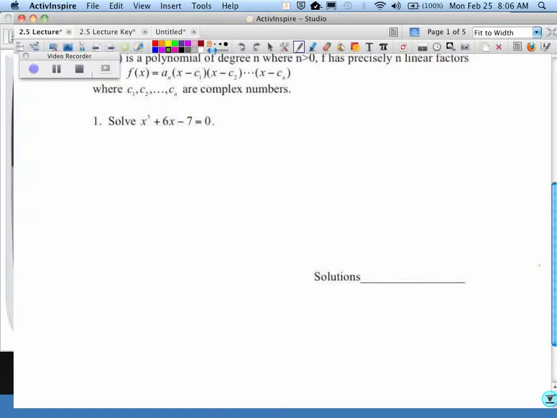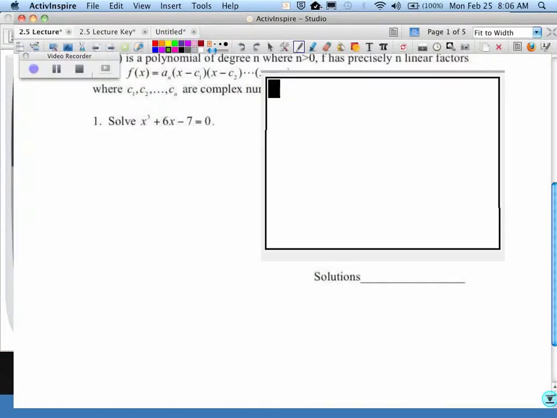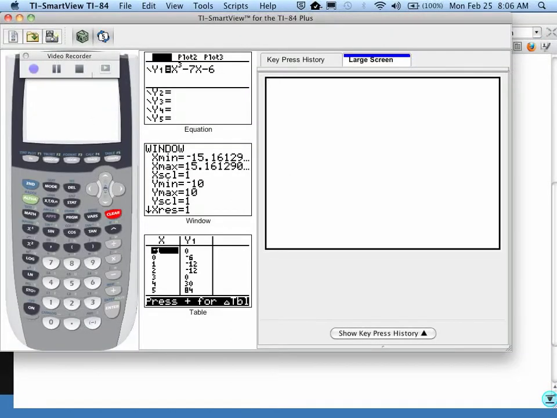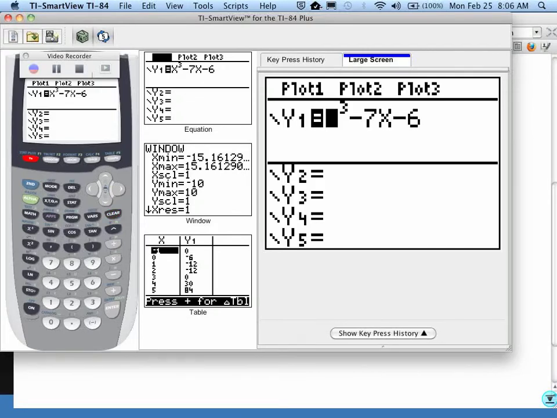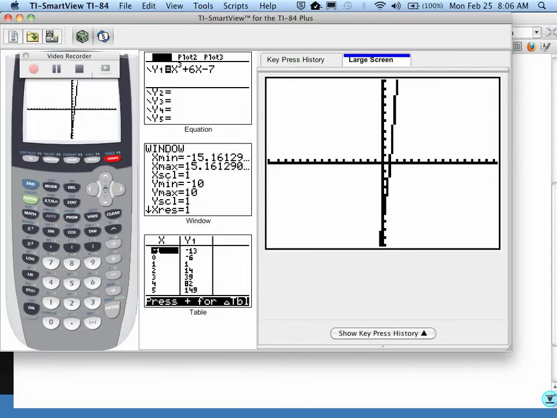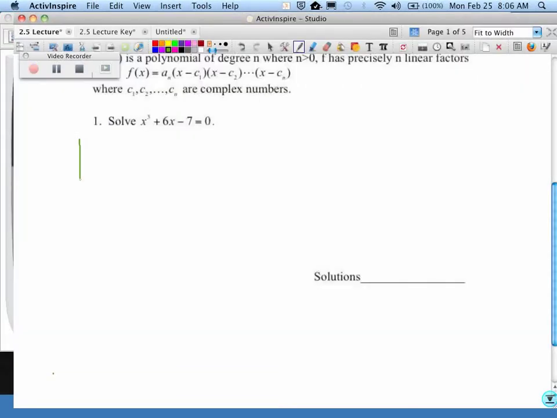So what you want to do on these, x cubed plus 6x minus 7. Is that it right there? All right. There's my S-shaped curve. It looks like it hit at 1. One, 0, 6, negative 7. It looked like it hit at 1.